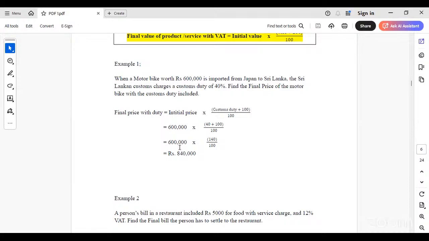That's why the prices of these vehicles and smartphones are really high, because you need to pay these duties to the Sri Lankan customs. Understood? Let's go with the second example.